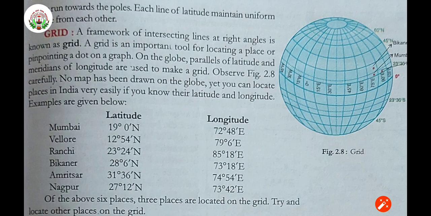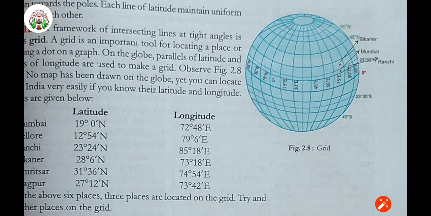You can locate places in India very easily if you know their latitude and longitude. Examples are given below and the locations are also being made. See here, Bikaner, Mumbai, Ranchi. These are the places, so their latitude and longitude are mentioned over there.